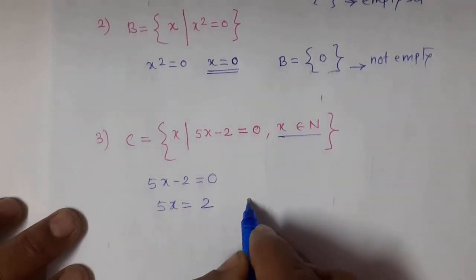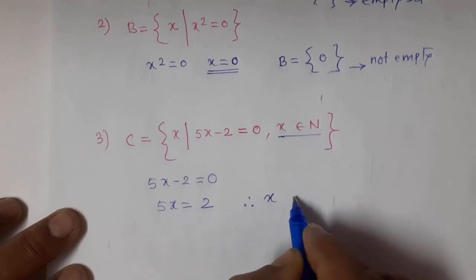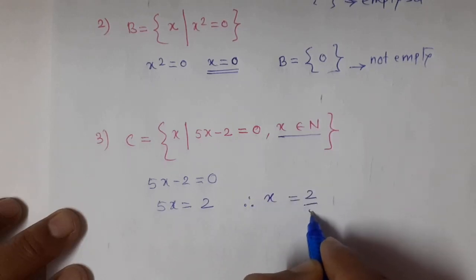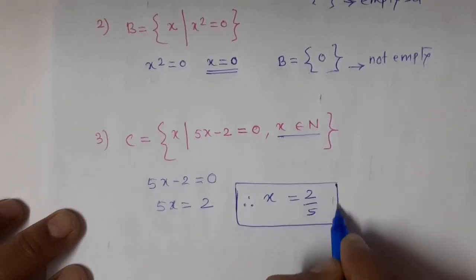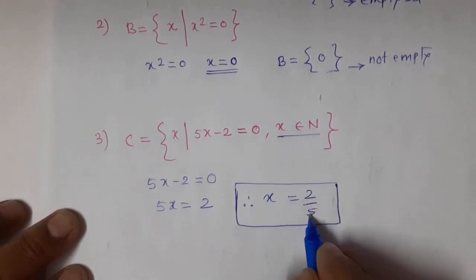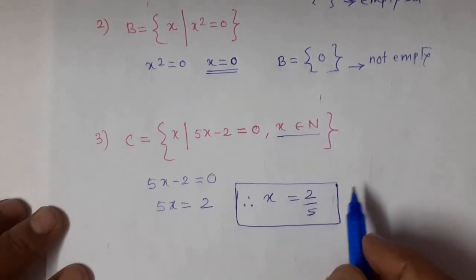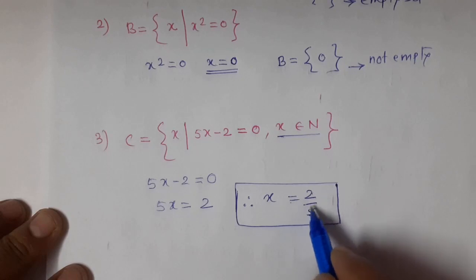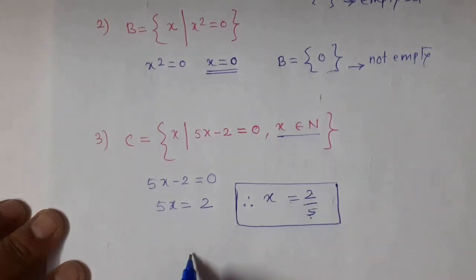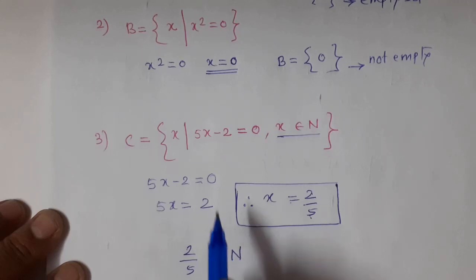So x is equal to what? 2 by 5. When you have x is equal to 2 by 5, is 2 by 5 a member of the natural numbers? No, it is not, because 2 by 5 is not a natural number. So I can write that 2 by 5 does not belong to the natural numbers. That's why this is not a member of this set.